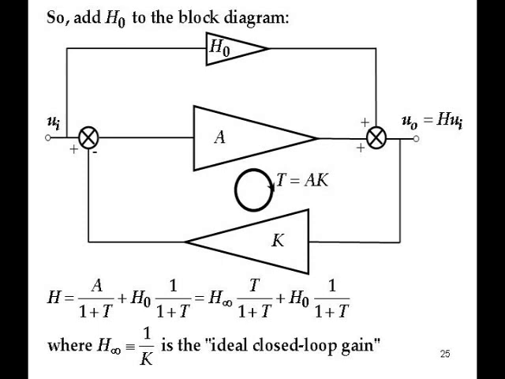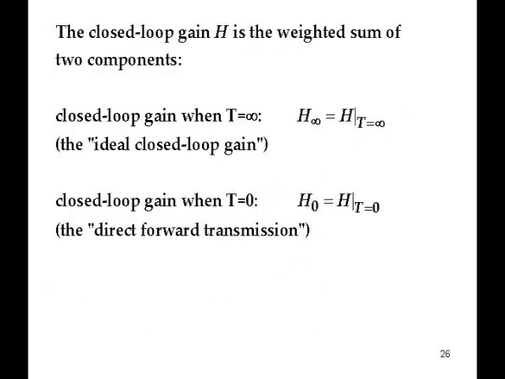And it doesn't take much algebra to go through the solution for that, and you find that there's an added term, H0 times 1 over 1 plus t. And I've rewritten the first term again using this new definition of the H infinity, meaning that's the ideal closed loop gain if t were infinite, because then the second term would be 0. And you see that you have a weighted sum of two terms to contribute the total answer. H infinity is H when t is infinite. H0 is H when t is 0. That's when you don't have any feedback left.